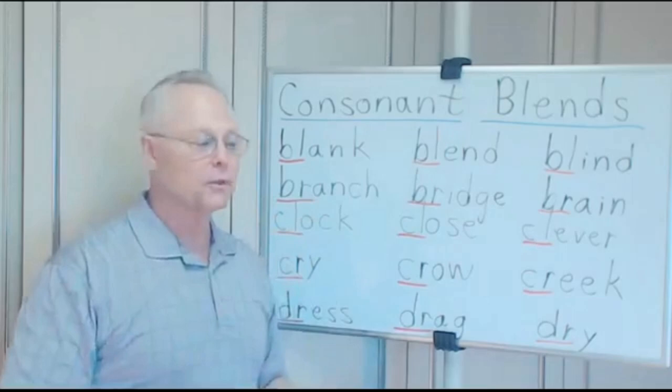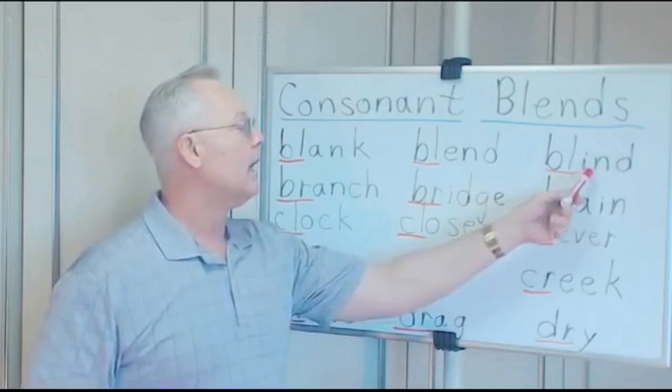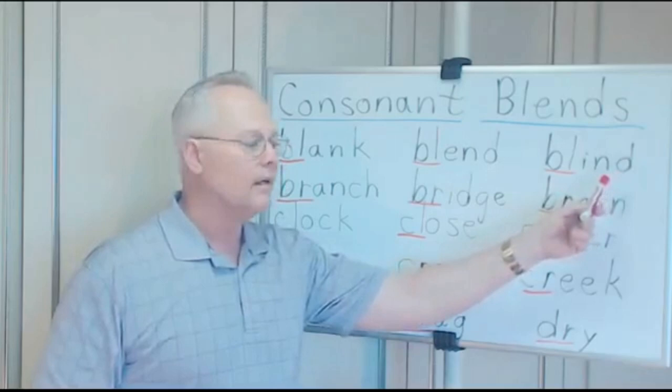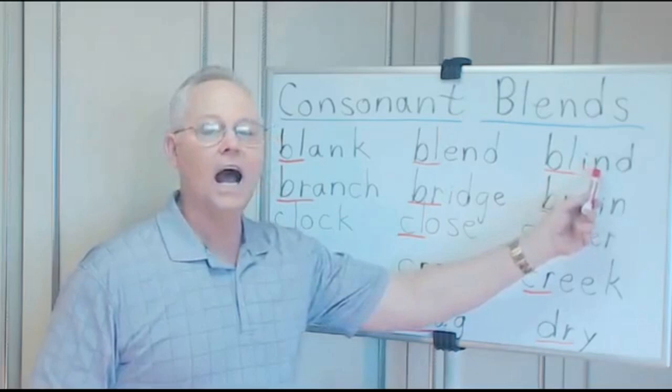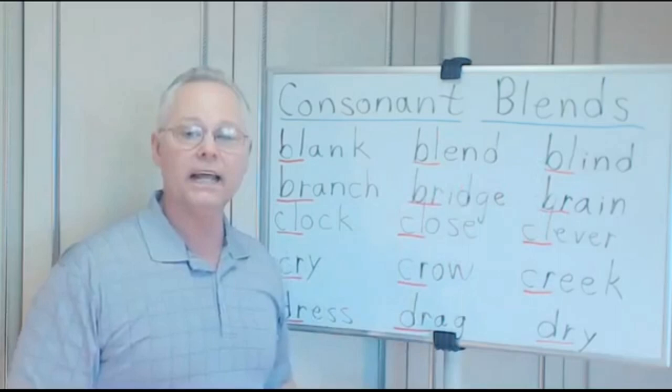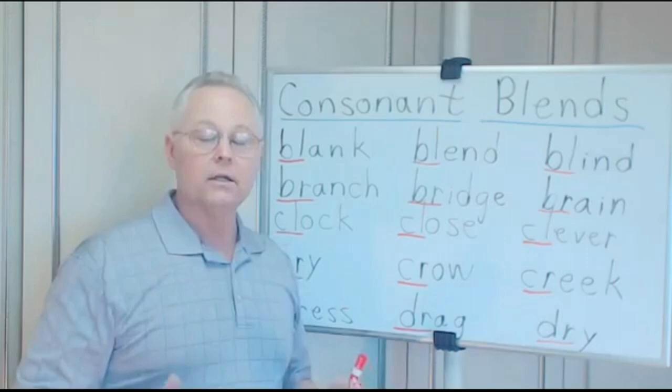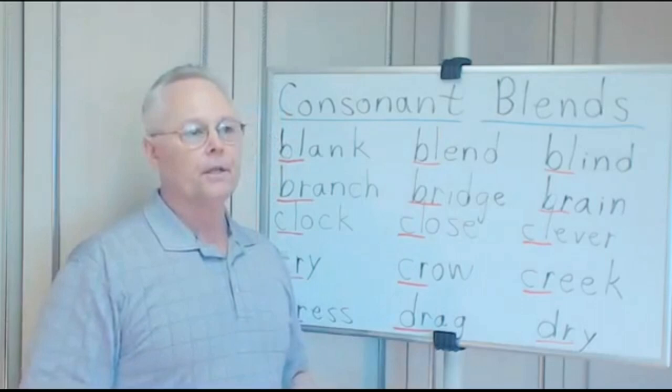Blind, B-L, blah, I-N-D. I-N is in, D, duh. But it's not blend. This changes. I-N-D sounds like eind, a long I sound. B-L, blah, blind. Blind is when someone cannot see. They have no eyesight. They're a blind person. Now, in modern times, we don't really say they're blind. We say they're visually impaired, that sort of thing.